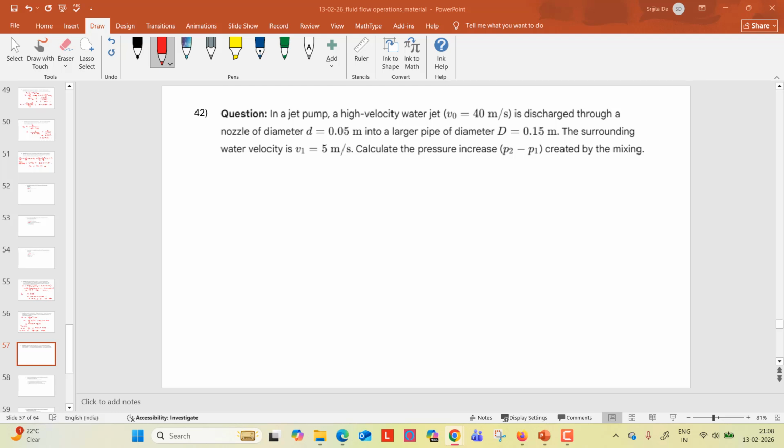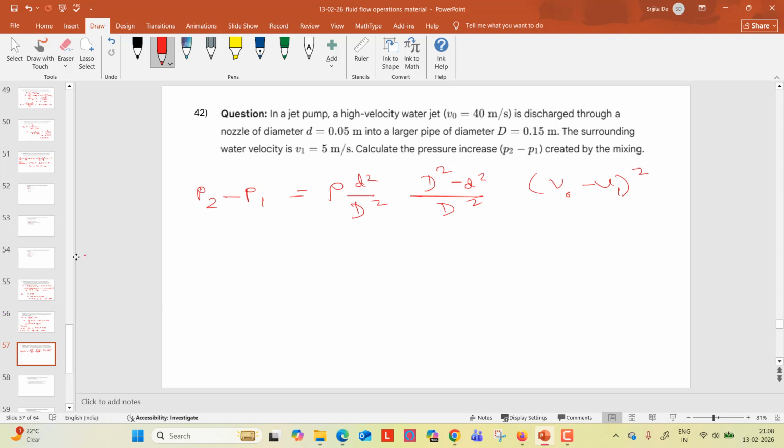The jet pump pressure formula is P2 minus P1 equals rho into d square by D square, and D square minus d square by D square, into (V0 minus V1) square. So we will just calculate every term now.